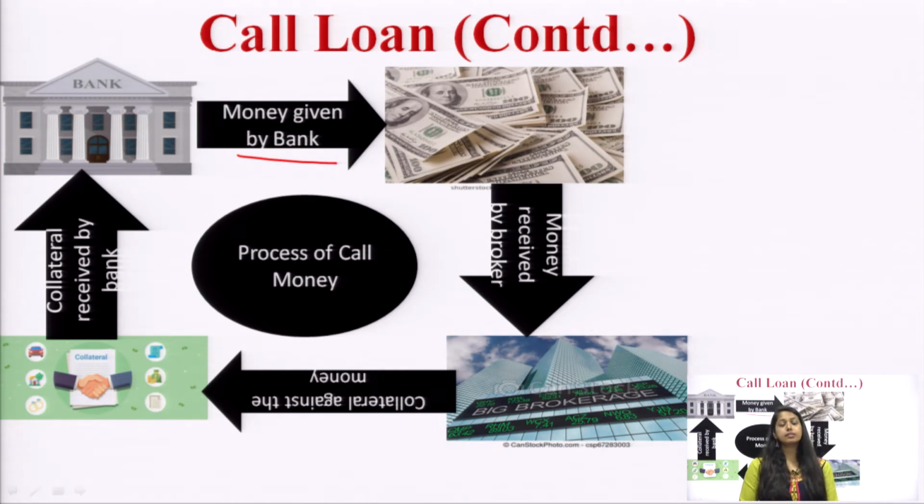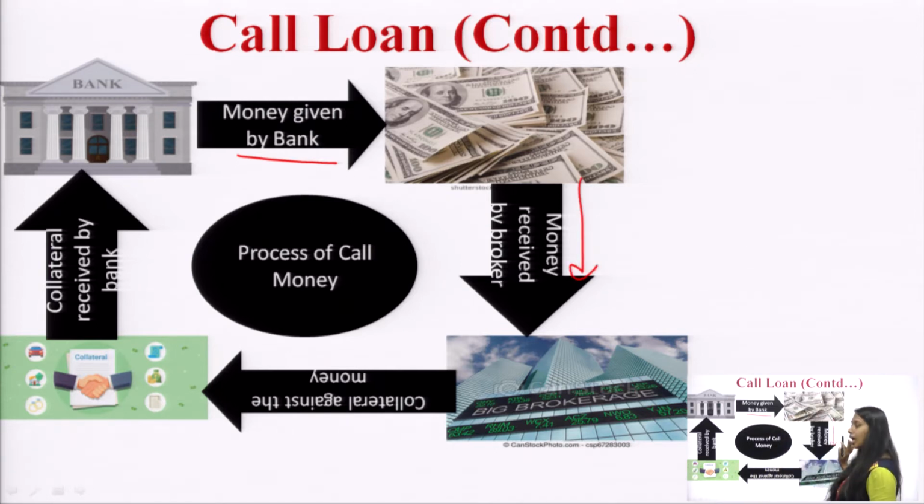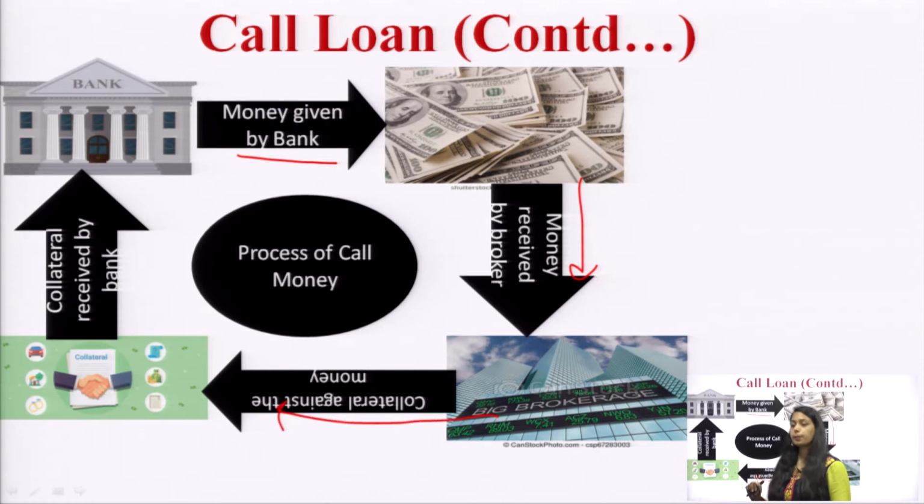Now the broker has received the money. What the broker has to do? The broker has to present a collateral with it. So the money has been received by the bank. Now the broker will give the collateral.